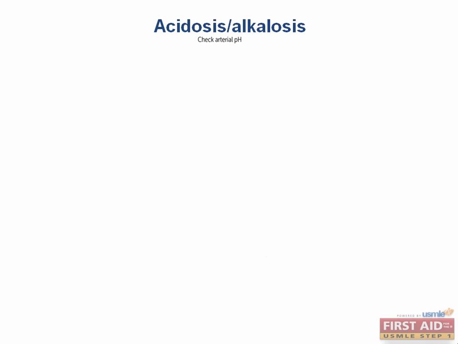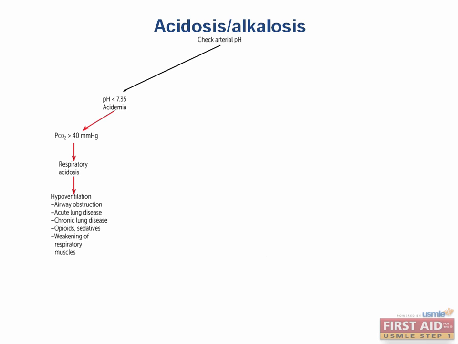Now let's go through some of the causes of acidosis and alkalosis. We start by looking at the arterial pH. Let's say there's an acidemia, meaning the pH is less than 7.4. What will be some of the causes of acidemia or a low blood pH? In order to figure out if this is a primary respiratory or a metabolic process, let's look at the PCO2.